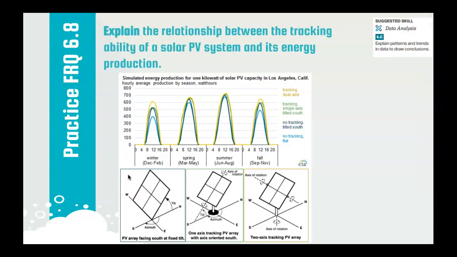The FRQ that I'd like you to look at is to explain the relationship between the tracking ability of a solar PV system and its energy production. Look at the way these PV panels are faced, and it's telling you tracking, dual axis, single axis, etc. Go ahead and answer that question for me, please.